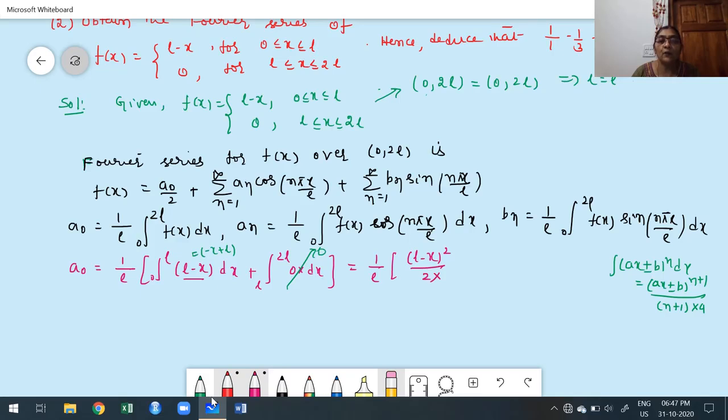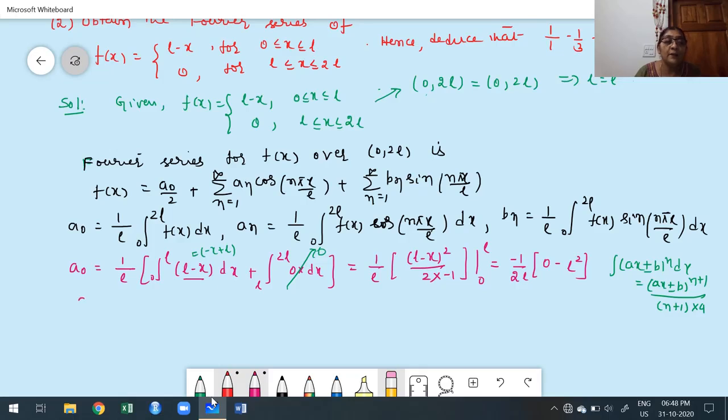L minus x can also be written as minus x plus L. What's the quotient of x? It is minus 1. What's the limit? 0 to L. Now, while applying the limit, I have to keep the constant, minus 2 here is constant. Apply the upper limit. What is the upper limit? L. x is L. L minus L is 0. 0 whole square is 0. Minus lower limit. What is the lower limit? 0. L minus 0 is L. L whole square is L square.